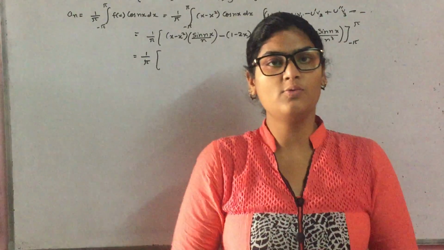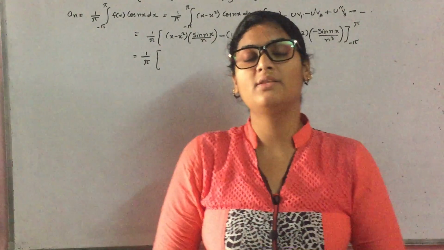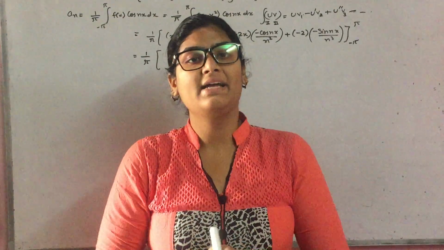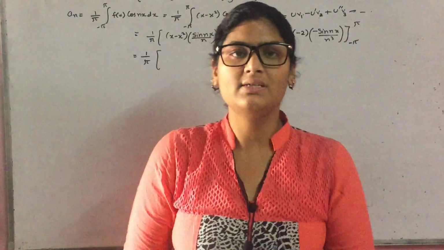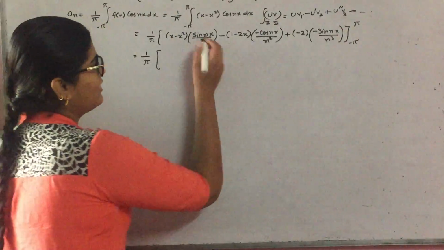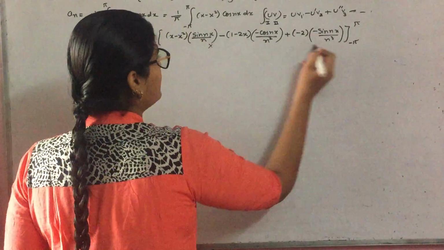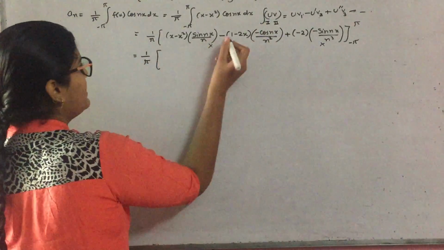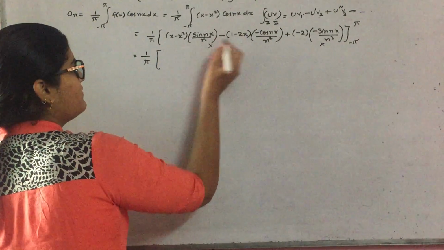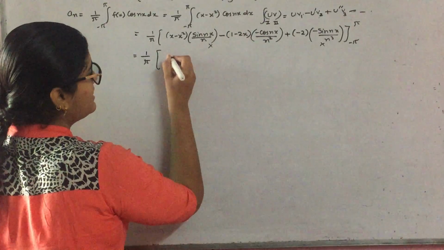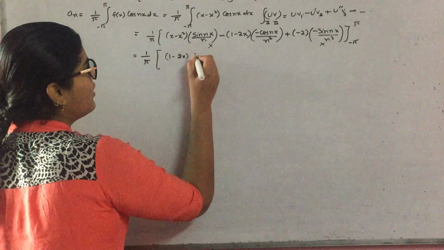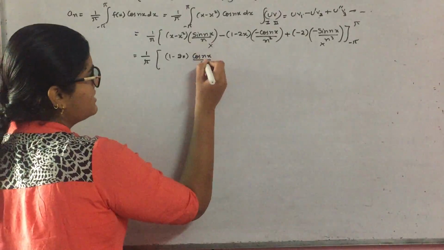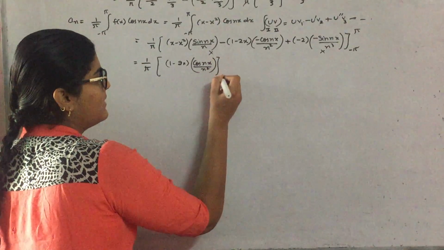So as you very well know, as I told you previously also, that the value of sine n pi is 0. So never reconsider it that you have to find out the value of sine. Just neglect them. Now the term left is this minus. Minus, if you distribute here, minus is cancelled with minus. 1 minus 2x cos nx by n square, limit minus pi to pi.